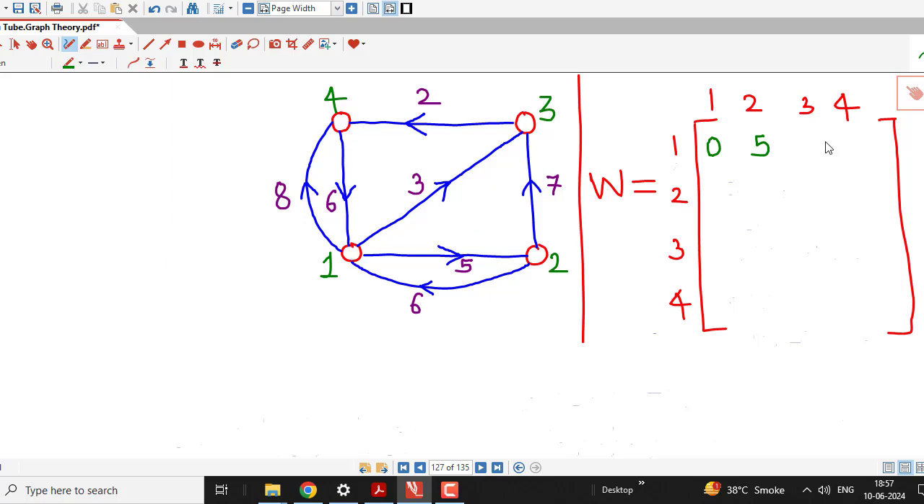From 1 to 3, weight is 3. From 1 to 4, we have 8. Then from 2 to 1, there is no edge between 2 and 1, so here I will write 0. There is no loop at 2 also, so I will write 0.